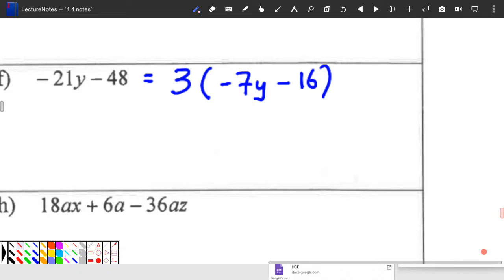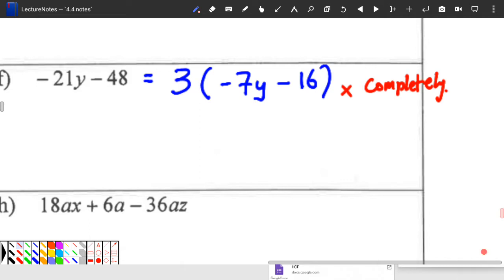Listen. The reason why this is wrong, important now, is because of the word completely. Now, this is a common thing. Look at this term here, minus 7y, and this one, minus 16. What is common? The negative sign. Both terms have a negative sign, which means I can factorize the negative sign out.